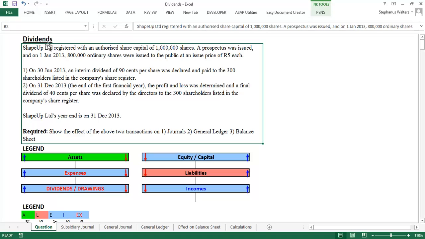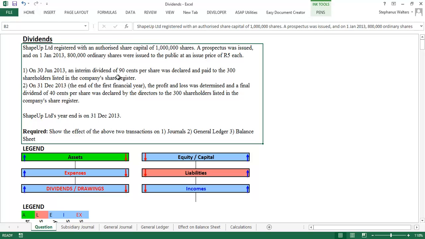Dividends is one of the reasons that shareholders will invest in shares of a company. The other reason, which is probably the more prevalent reason, is the capital growth that shareholders are expecting on their shares. Nevertheless, let's look at this transaction and how this will be accounted in our records.